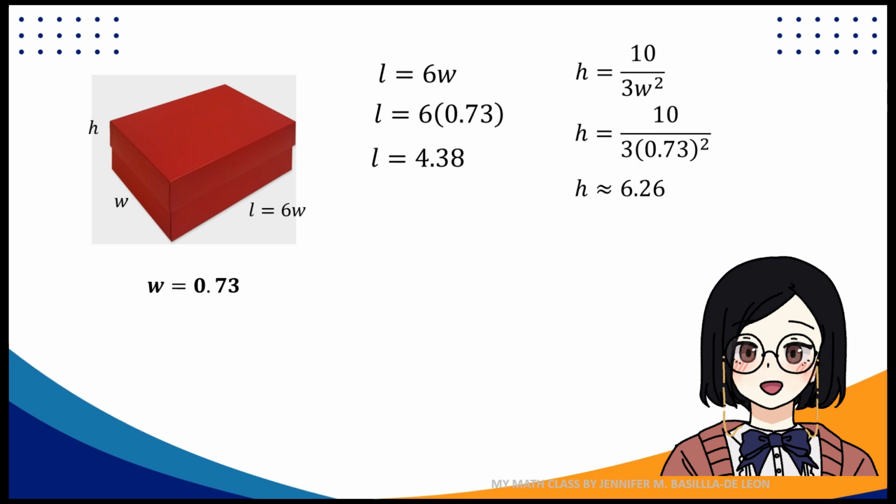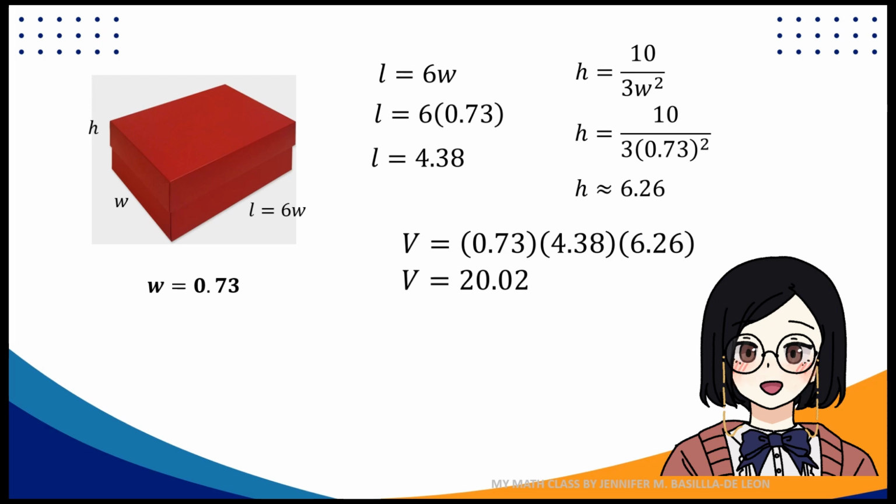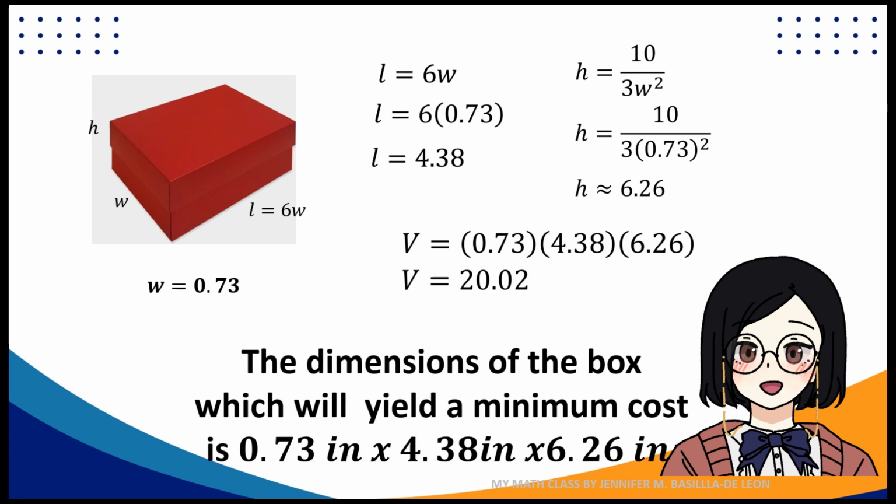We check if this will give us the volume requirement, that is V equals the product of 73 hundredths, 4 and 38 hundredths, and 6 and 26 hundredths. The product is approximately equal to 20 and 2 hundredths. Hence, the box's dimensions are 73 hundredths inch by 4 and 38 inches by 6 and 26 inches. These dimensions provide the lowest material cost while meeting the volume requirement, which is 20 cubic inches.